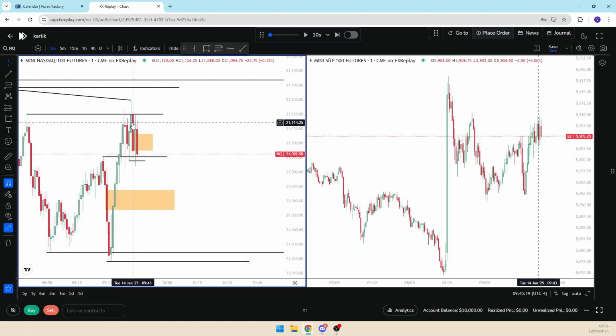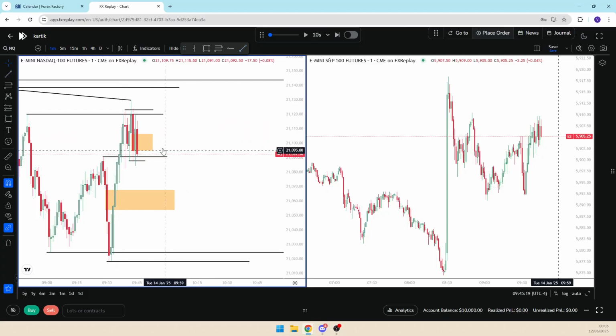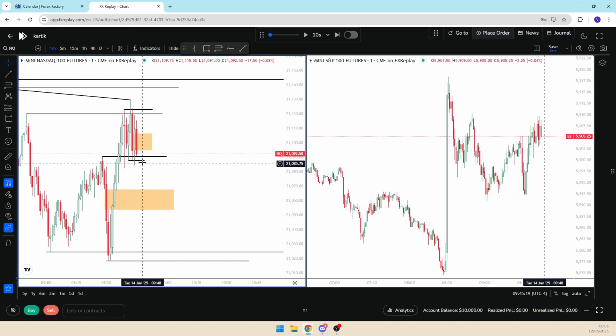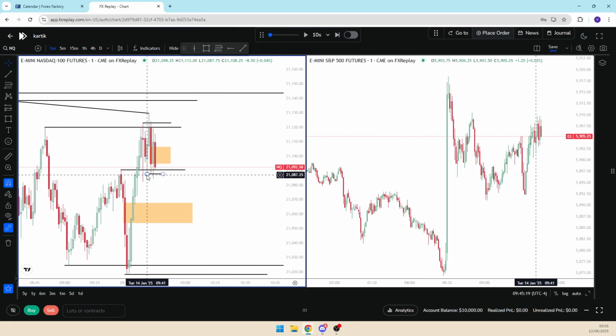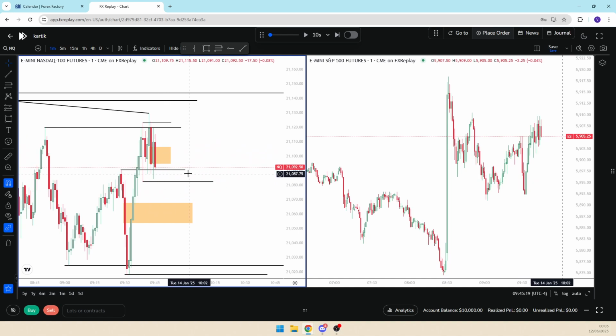So right now, just before macro, we do have an internal turn. I want to see that the displacement is coming off of the internal turn at the highs. So right now, if price does not displace higher and we do invalidate this PXH, price is going to drop lower. So this is macro open. If at macro open we displace below this low, this is a market structure shift.